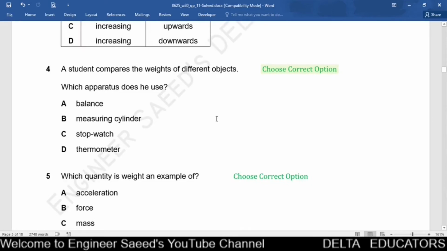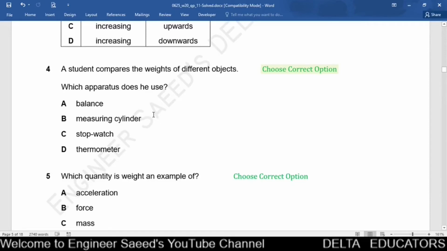Question number 4. A student compares the weight of different objects. Which apparatus does he use? Option A, balance. A balance is used to measure mass. But we can also use a balance to compare the weight of different objects in terms of mass. First we check the other options, then we will decide whether A is correct or not.